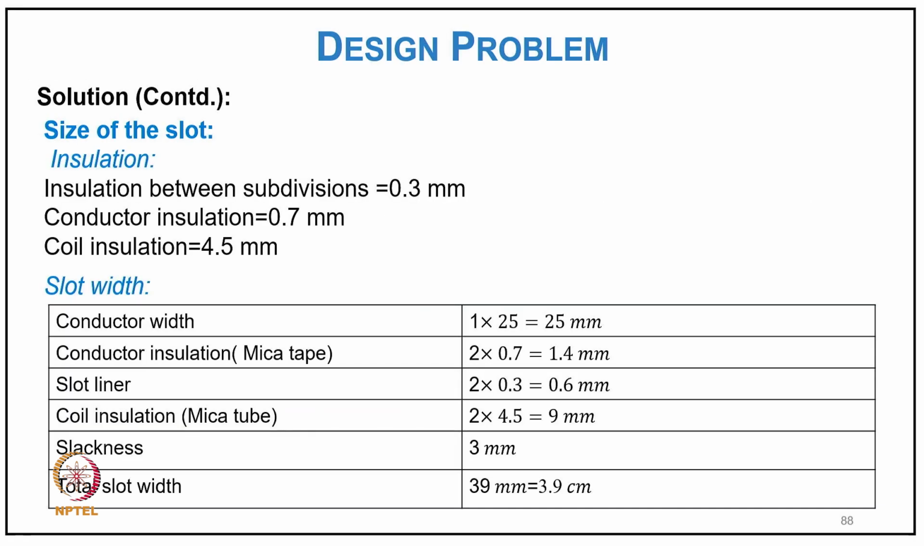Now coming to the insulation: between subdivisions 0.3 millimeter, conductor insulation 0.7, and coil insulation is 0.5 millimeter, 4.5 millimeter.